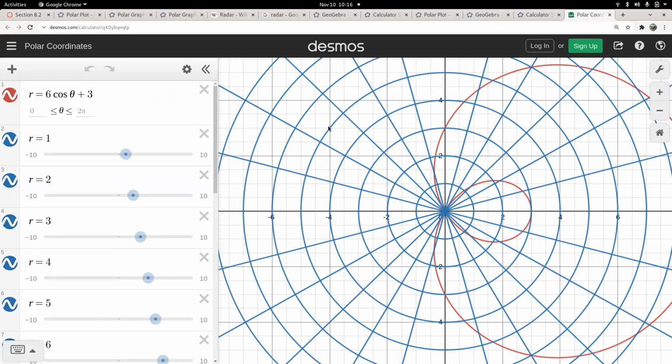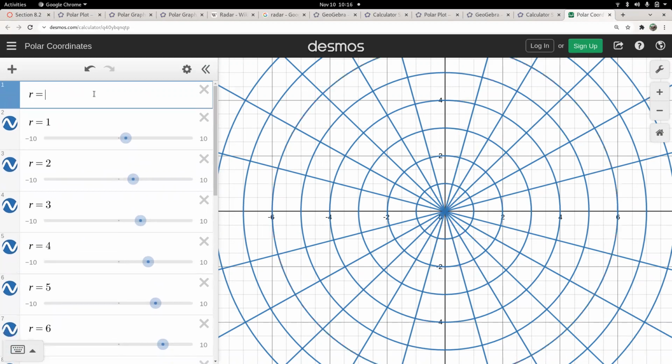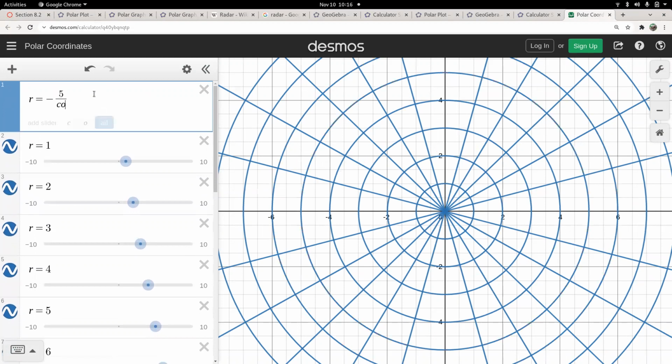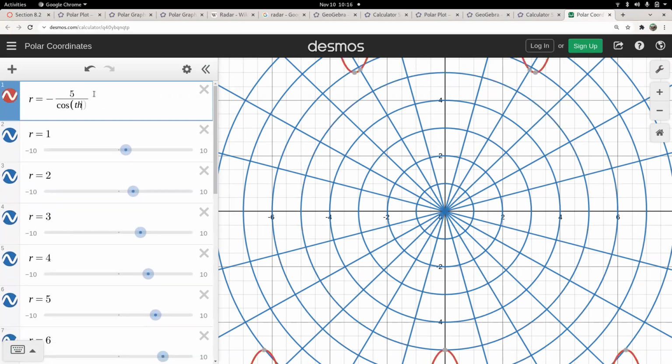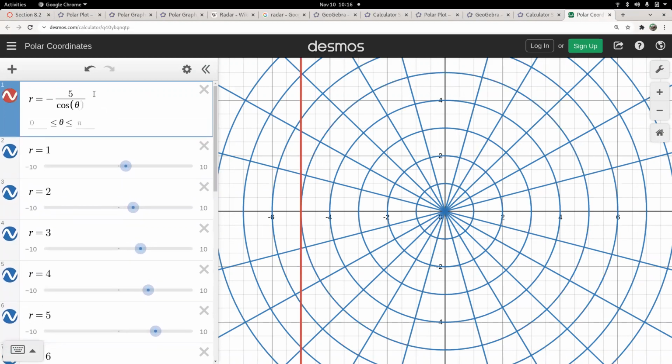So here's this Desmos tool a friend of mine made, and all I have to do is up here replace the right side with what I want, which would be -5 divided by the cosine of, and I can just type theta here. Close parentheses, and there I see a vertical line at, there's -6, there's -4, that should be -5. Looks like I got the right function.